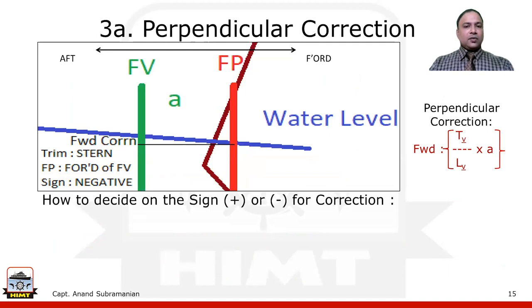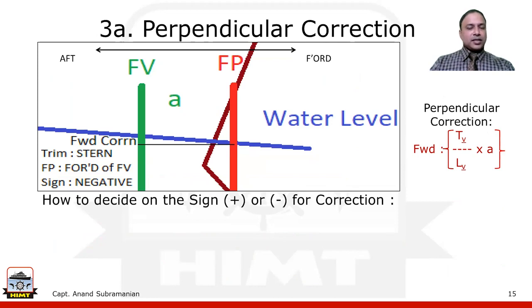Now, the value we get has to be either added or subtracted. So how do we decide on the sign? How do we decide a plus sign or a minus sign? What you see over here is a magnified view of the forward of the ship. This is the stem of the ship. This is the forward perpendicular. This is the present water level. And this is a visual draft mark.